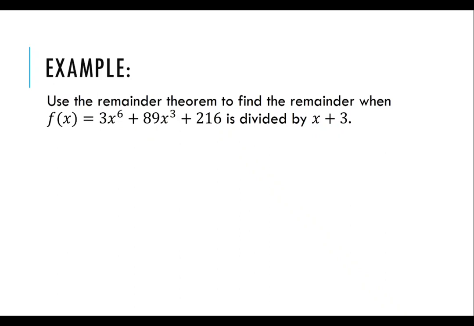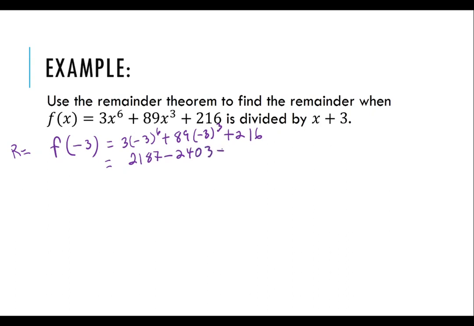For this example, we're going to use the remainder theorem to find the remainder of this function f of x when it's divided by x plus 3. But real quick, this is really easy because the remainder theorem just says, take f, plug in the 0 of your divisor, so the 0 of x plus 3 is negative 3. Whatever you get is the remainder. So f of negative 3 is going to be 3 times negative 3 to the 6th plus 89 times negative 3 to the 3rd plus 216. I claim that this will give us 2,187 minus 2,403 plus 216, and then that's going to give me 0.